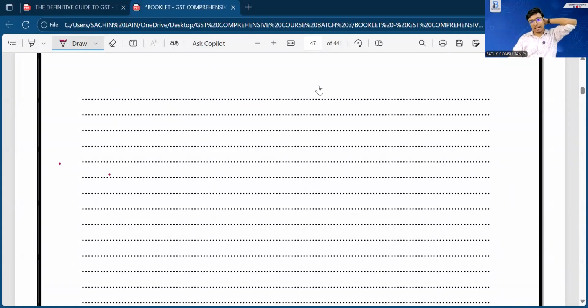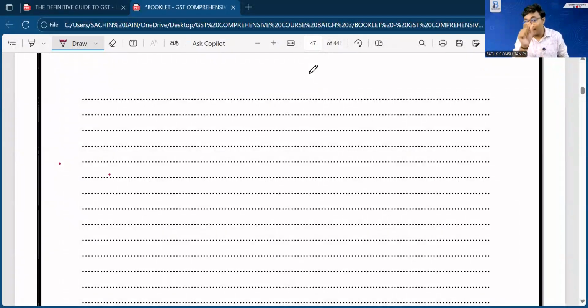Let's start our discussion. In our last session, we covered the specific points regarding valuation. 1 plus 5 is equal to 6, that is value fixed. If the buyer and supplier are not related parties and price is the sole consideration, then your transaction value will be treated as your taxable value, and any incidental expenditure will become part of your value of supply.